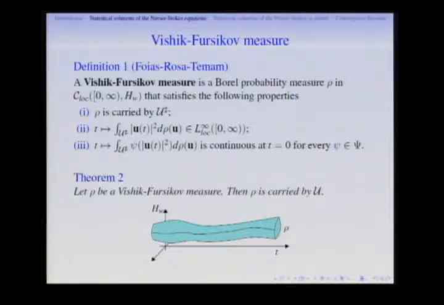So here I borrowed the picture from Ricard's talk. And so it is a Vishik-Fursikov measure if it's carried by the trajectory space. Carried means that the whole set has full measure, which is 1 in this case. Then it also satisfies this boundedness of the mean energy and this type of continuity at the orange.